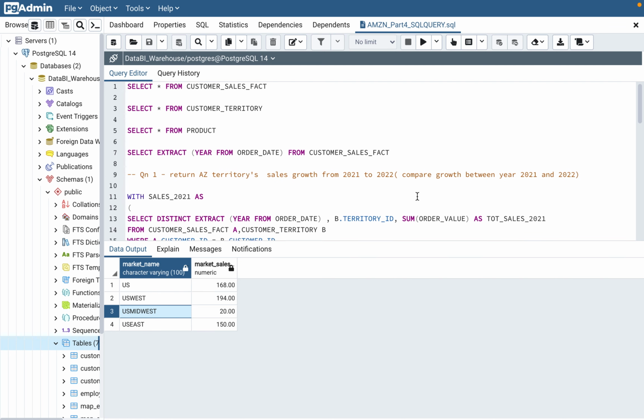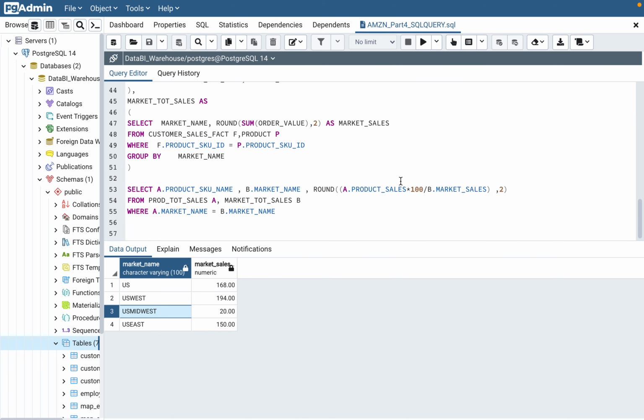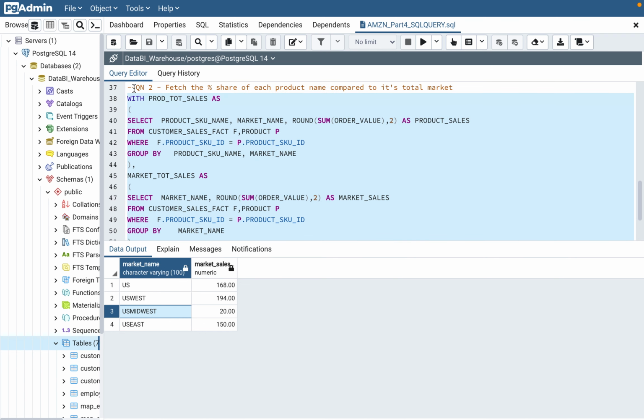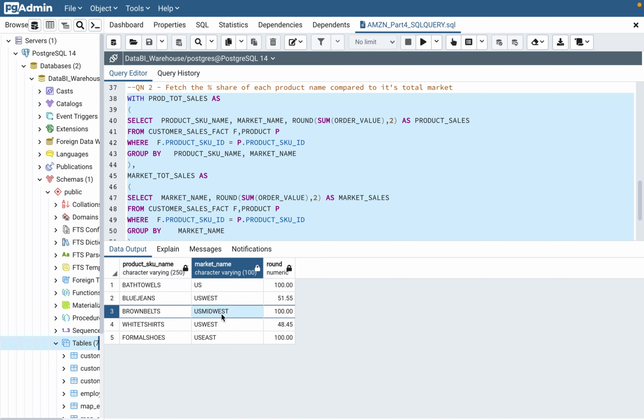Here also we have done the same thing in the first query. If you see, we have to multiply by 100, so we get a percentage, right? So if you run this query, what you get, if you see, for US Midwest and US East, there is only one row. So if there is only one product in the entire market, then obviously the percentage is 100%, right? Because there is only one product, there is nothing to compare.